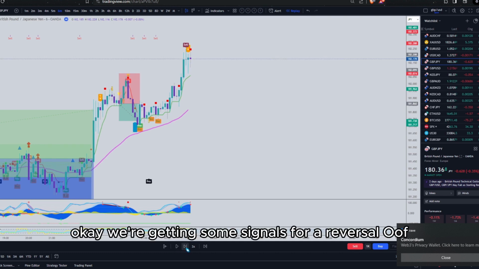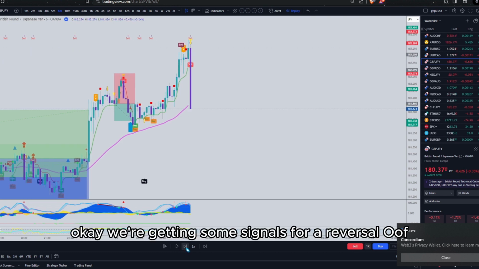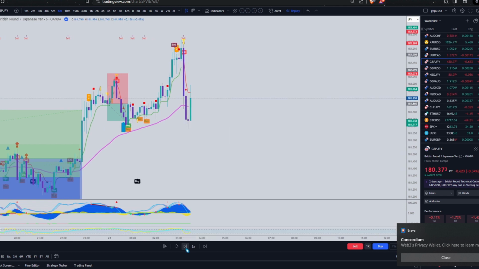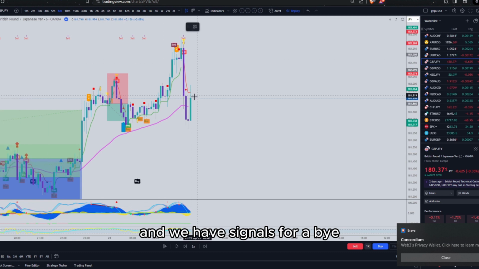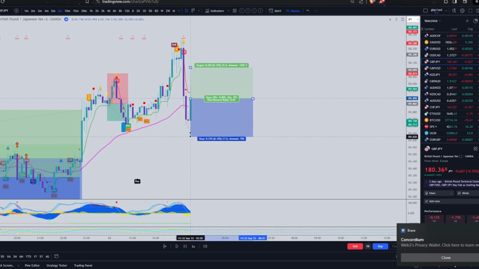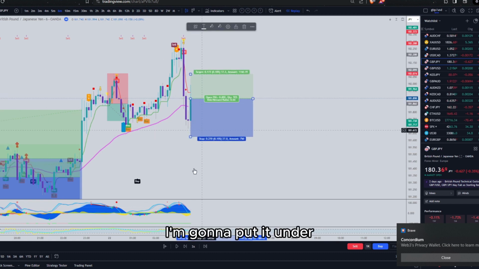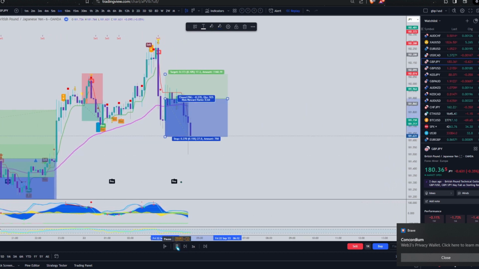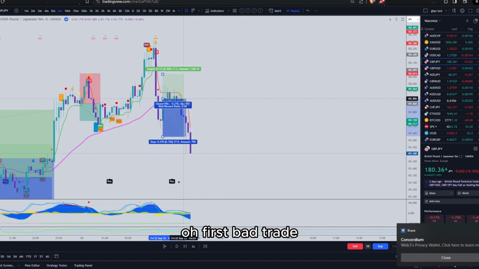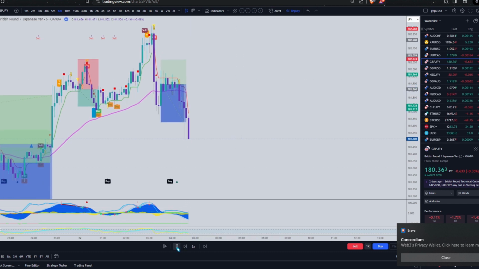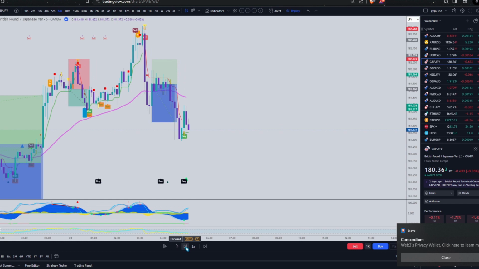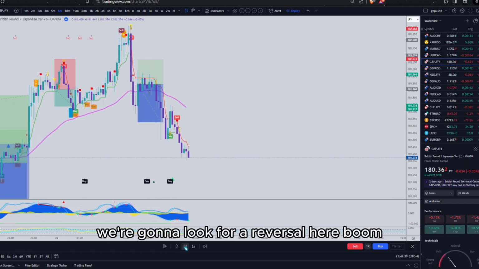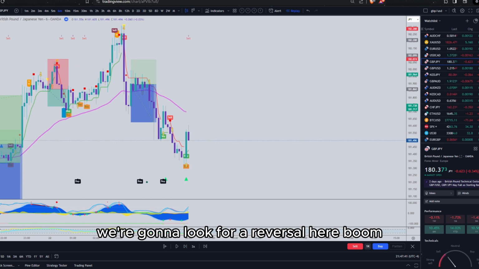Okay, we're getting some signals for a reversal. Oof, we could have taken that one down. And now we have signals for a buy. I'm gonna put it under. Oof. First bad trade. We're gonna look for a reversal here. Boom.